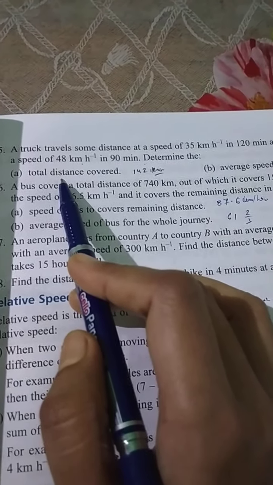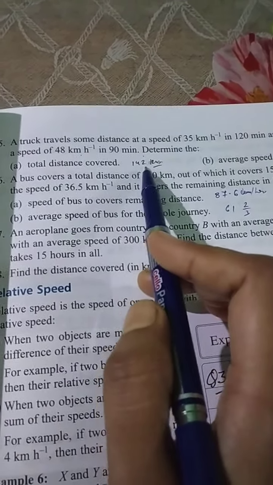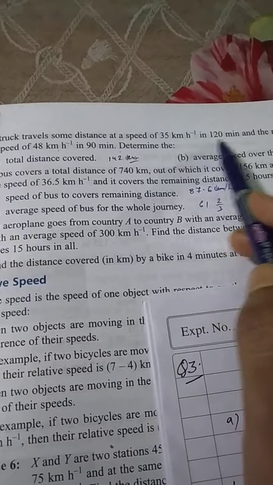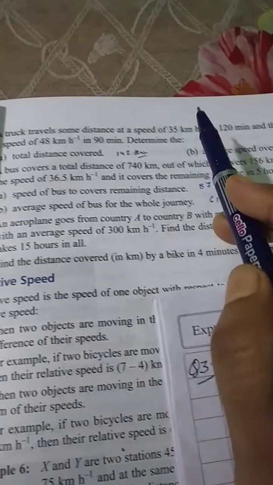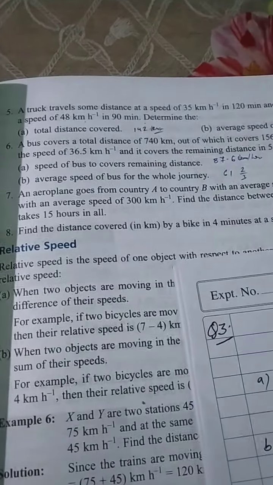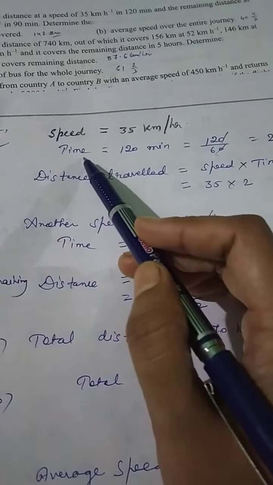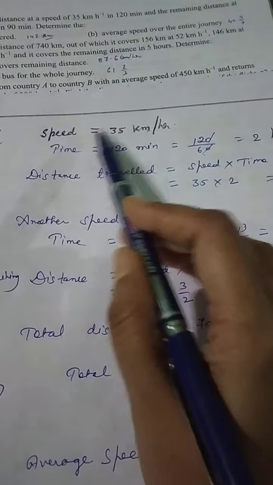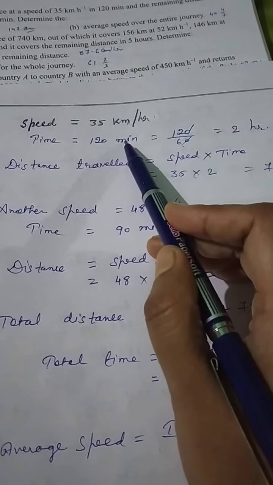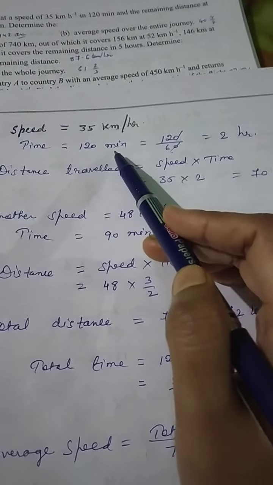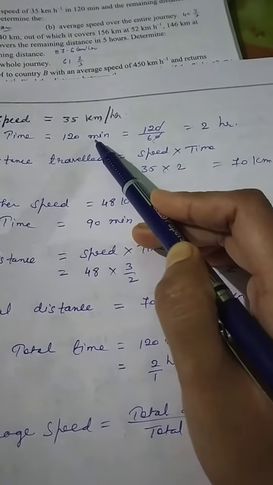So distance is equal to speed into time. We have the speed and the time for the first journey he has completed, and for the remaining journey also we have speed and time. So we have to find out the distance. First of all we will write the first speed and first time. Speed is given 35 km per hour and 120 minutes. You can see it is given in kilometer per hour and this is in minutes, so you have to change this minute into hour. Unit should be the same.